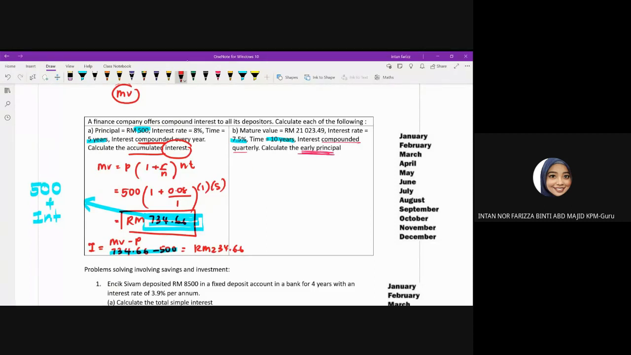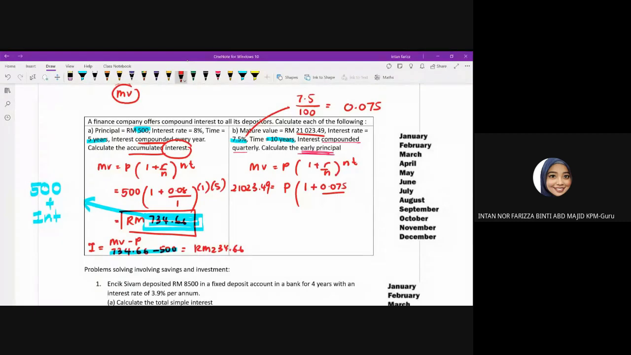Okay, so I'm going to write MV equals P(1 + r/n)^(nt). What's my principal? That's what we're going to find. What's our maturity value? It is 21023.49. Okay, now that is the formula. r is 7.5%. Okay, 7.5%, girls. You divide by 100, so you get 0.075. So 0.075 divided by n.